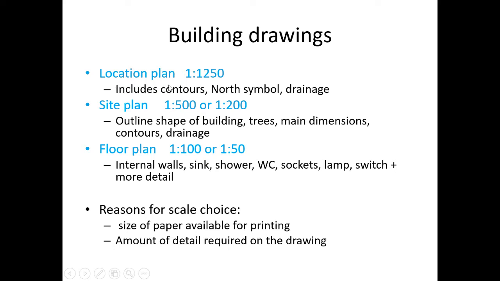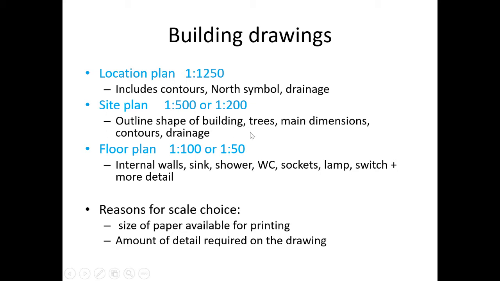A location plan is typically drawn at a scale of 1 to 1000 or 1 to 1250, and it is where you're zoomed out and you can see the location of your house, the neighbouring streets, any other kind of landmarks, etc. We then zoom in slightly to a site plan.